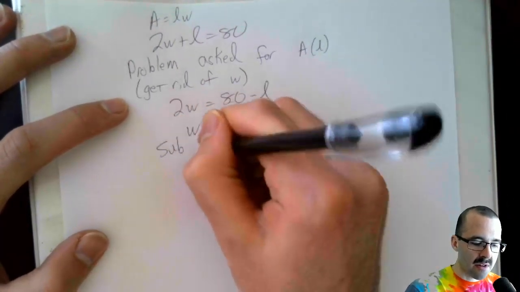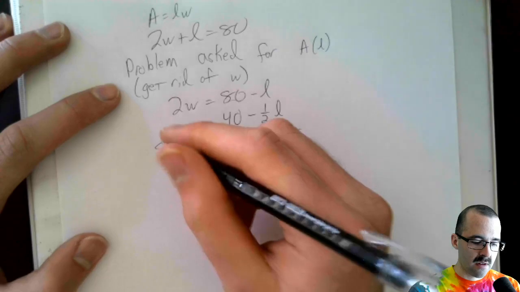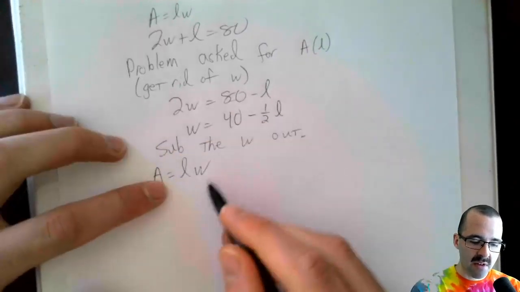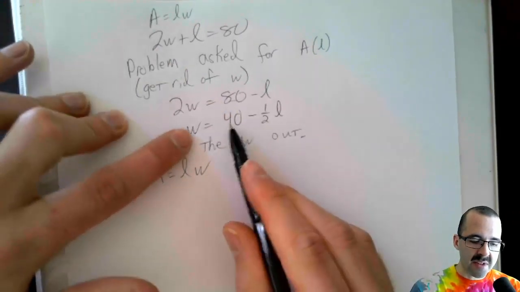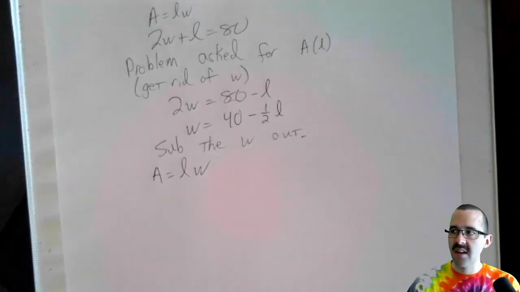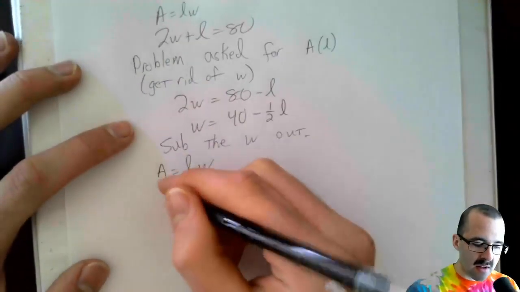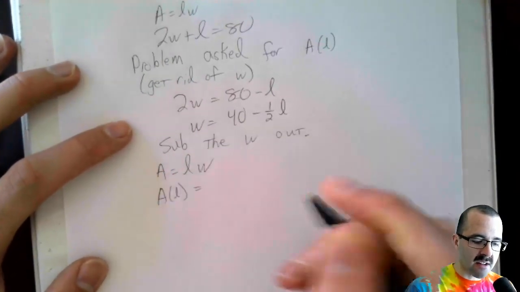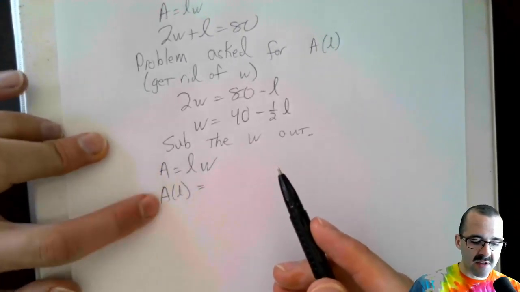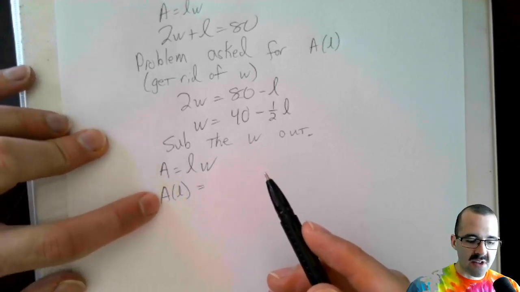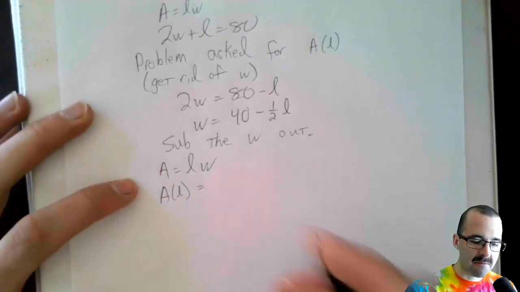So we substitute the W out. Right? Area is the length times the width. But notice the width is just 40 minus 1/2 L. If W is equal to this, they are the same thing. And we can just replace the W with what it's equal to. So area as a function of L, right? This is just function notation. This means the same as this. These two left-hand sides are the exact same thing. This is just how we write it as a function. But realistically, they mean basically the same thing.